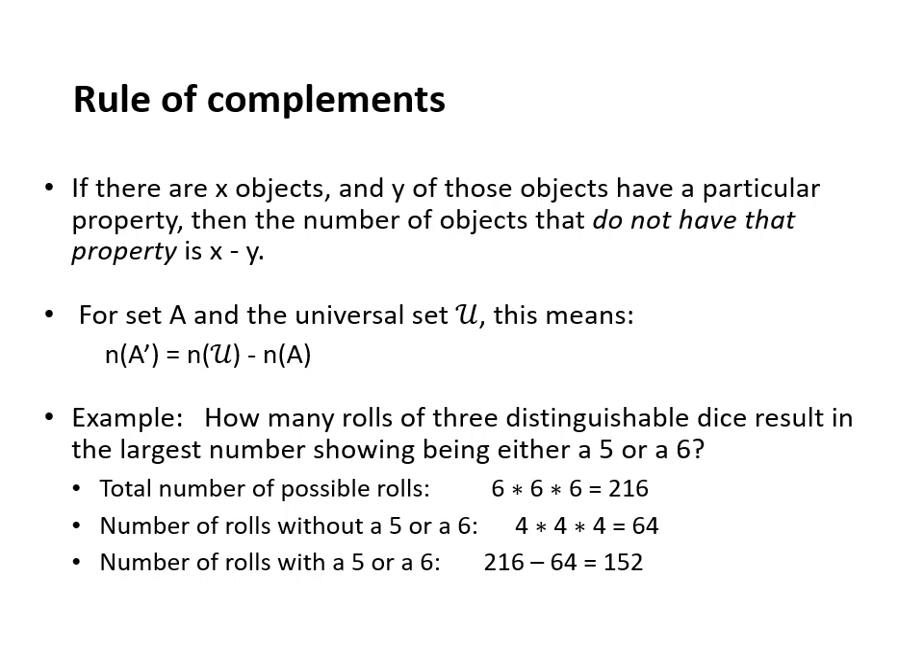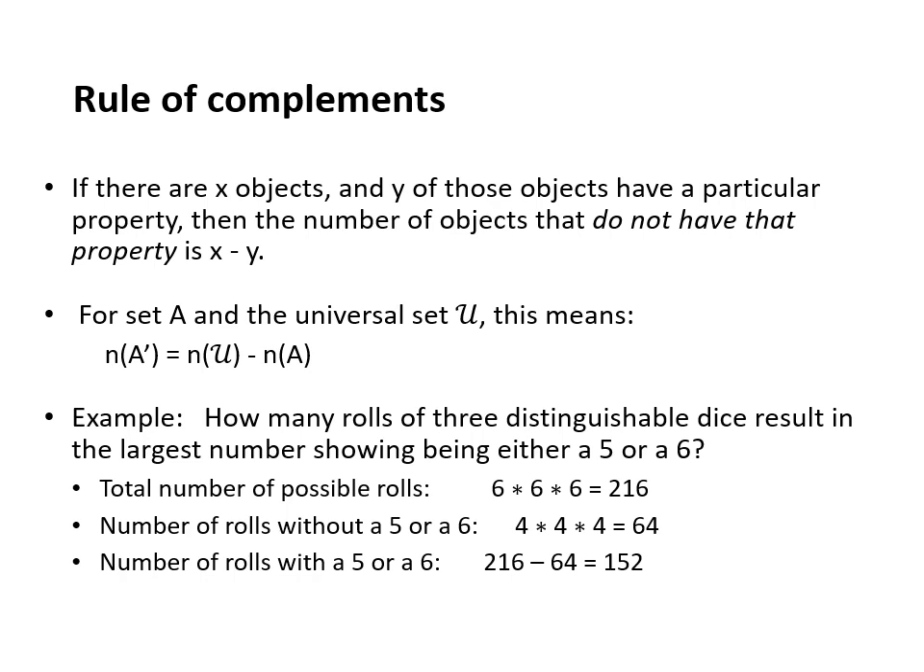So how many rolls of 3 distinguishable dice result in the largest number showing being either a 5 or a 6? Okay, so first, what is the total number of possible rolls? Well, the first die can have 6 different rolls. The second die can have 6 different rolls, and the third die can have 6 different rolls. So there are 216 total possible rolls. So that's our universe. That's the total number of possible outcomes.